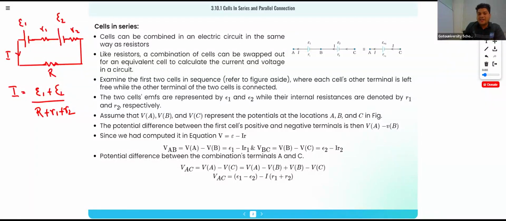In place of E1 plus E2, you can write NE over R plus Nr. So this will be your current. This is the concept for cells in series. Now we are going to discuss cells in parallel.